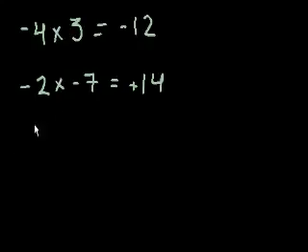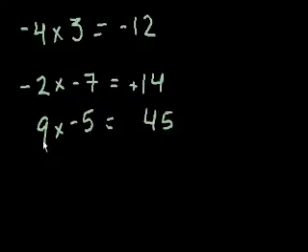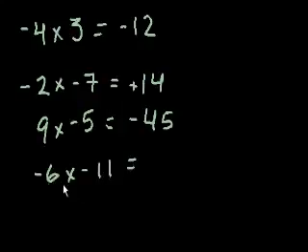And what if I had, let me think, 9 times negative 5. Well, 9 times 5 is 45. And once again, the signs are different, so it's a negative. And then finally, what if I had, let me think of some good numbers, minus 6 times minus 11. Well, 6 times 11 is 66, and then it's a negative and negative, so it's a positive.